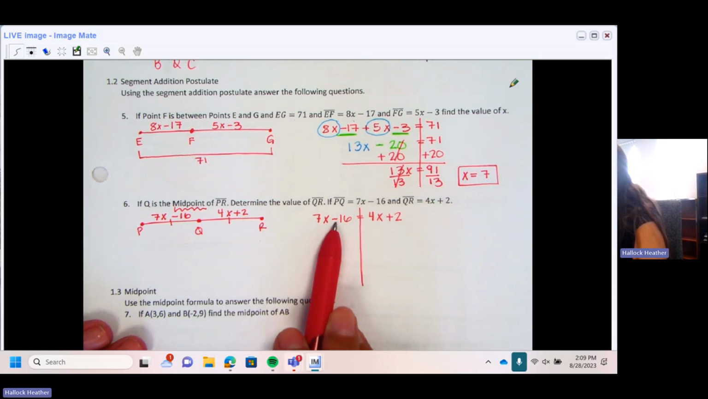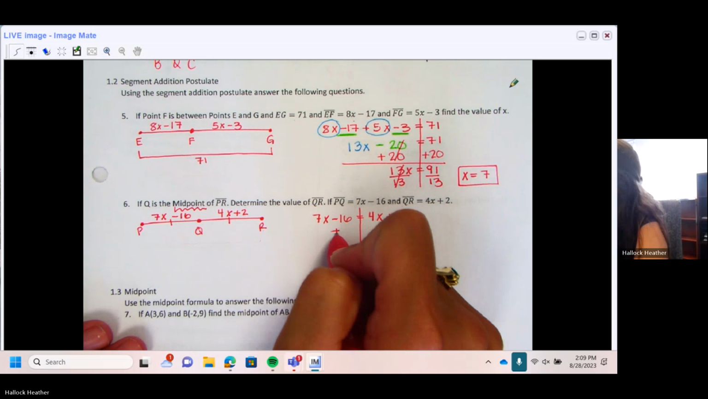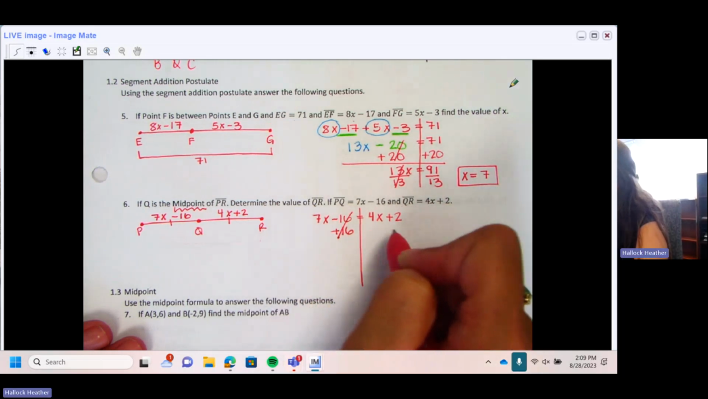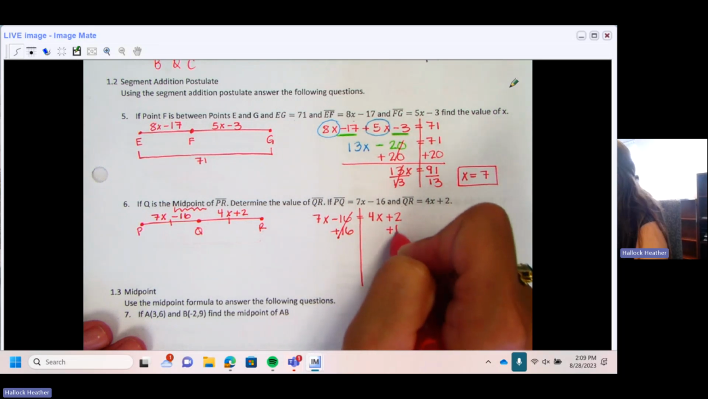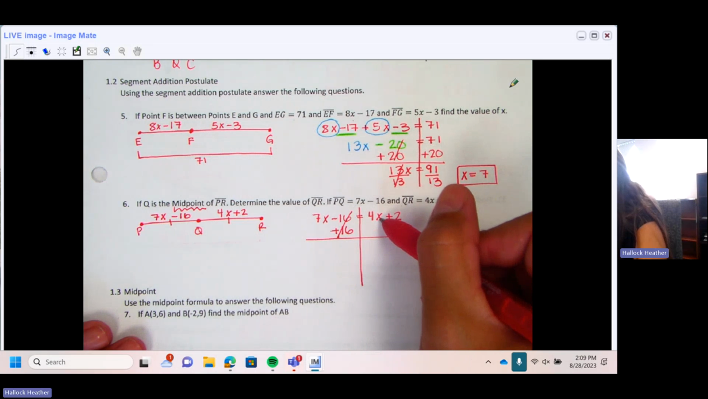So the opposite of minus 16, since I'm moving across the equal sign, I have to use opposite operations. I'm going to add 16. When I do that, they cancel. What I do to one side, I must do to the other side. Numbers have to go with numbers. They cannot combine with a variable.